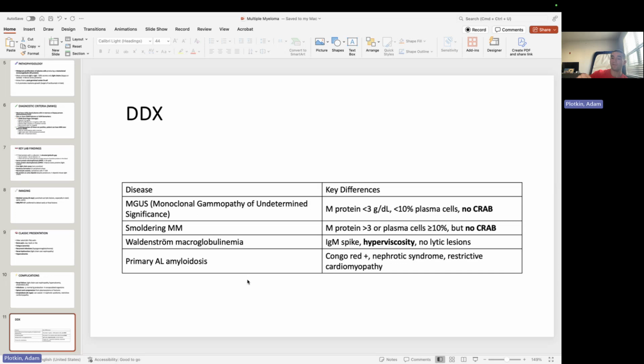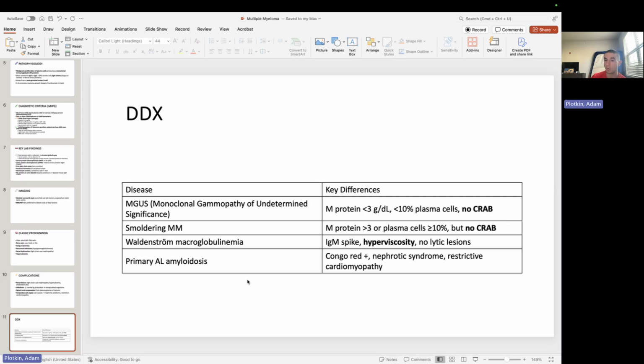So now they've qualified for a multiple myeloma type picture based on the M protein and/or the plasma cells having over 10%, but they don't have any of the CRAB mnemonic. Again, this can progress to multiple myeloma, so we have to keep an eye out on it.